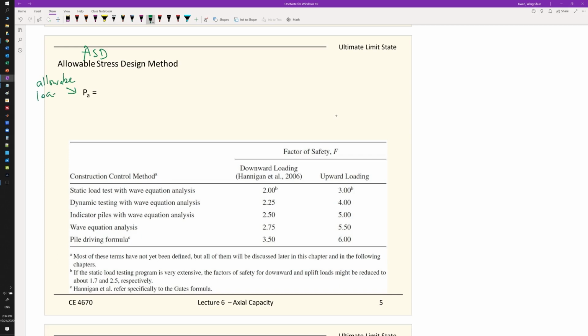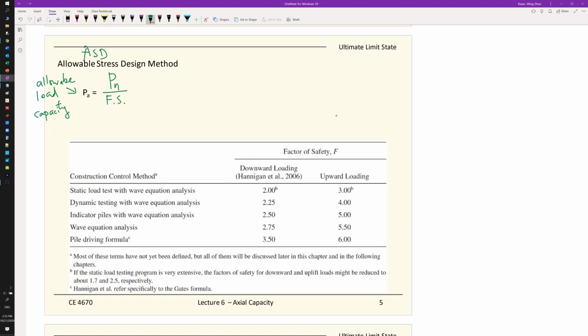So the P used to stand for the loading, so you would expect the units to be like pounds or kilonewtons. This is the allowable loading capacity, and this equals the nominal loading, P sub n, divided by the factor of safety. Whenever you see a factor of safety, it means that it is a deterministic type of approach, which is the old school geotech method.